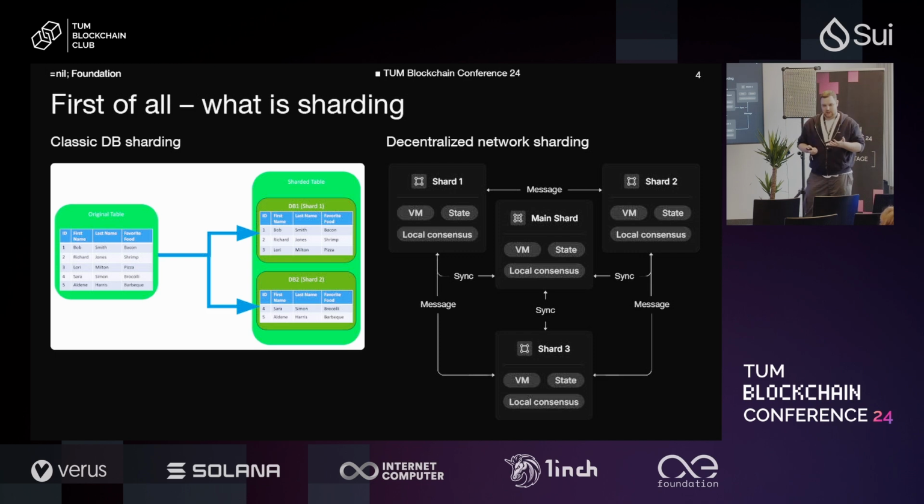So first of all, what is sharding? Probably most of you are familiar with database sharding. It's just splitting your actual data into two, for example, or several portions between different databases. But what is decentralized network sharding? The idea is that you can take a number of parallel chains and run them together in a serial execution environment. The biggest benefit of the whole system is that these shards operate with each other as if they were a single system. So sharding is just multiple chains.